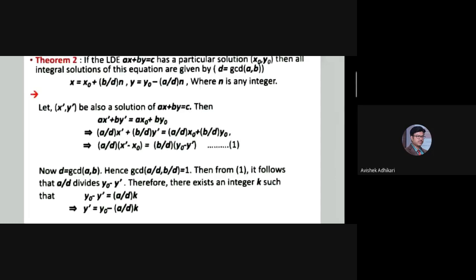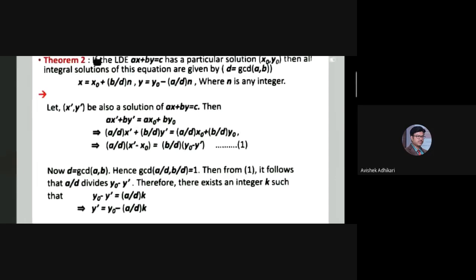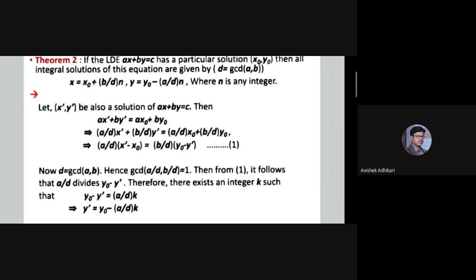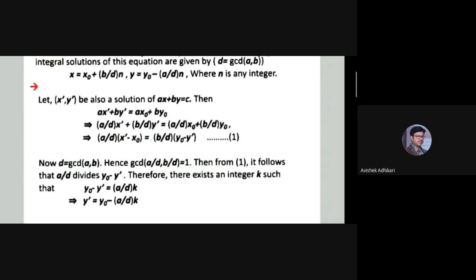Then it must satisfy the above Diophantine equation. So we can write it as ax' plus by' equals ax0 plus by0. If we divide both sides by d, we can find equation number 1 like this. Simplifying, we can write it as (a/d)(x0 minus x') equals (b/d)(y0 minus y').